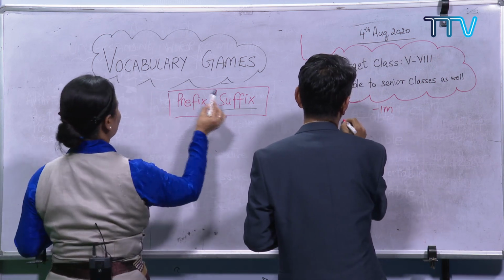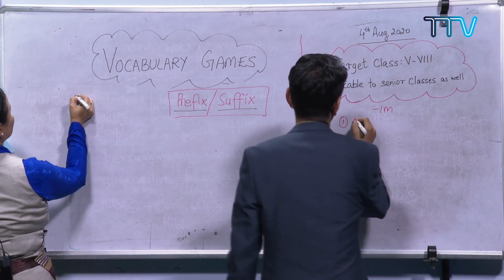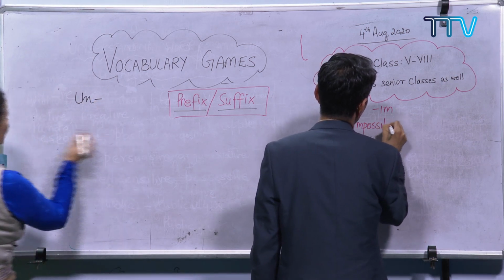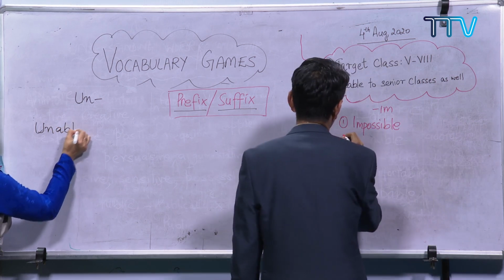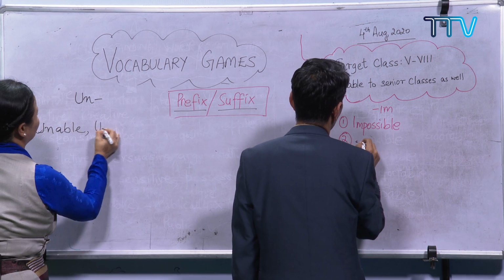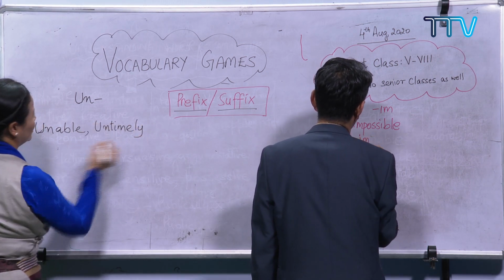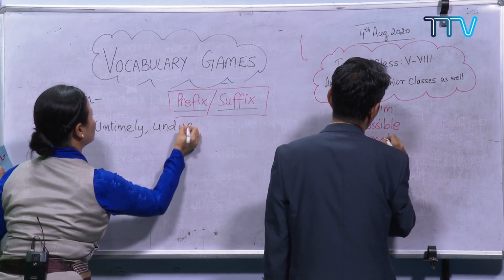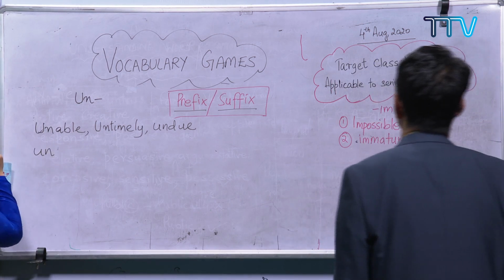Now we are doing prefix. Okay, so the prefix that I got is "un". Impossible. So I'll begin with impossible, unable, untimely, immature, undue.